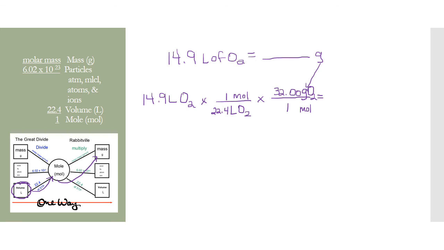So now the math on this is going to be 14.9 times 32, and that equals 476.8. I'm going to divide that by 22.4 times the 1, and I will get 21.29 grams of O2. So 14.9 liters of oxygen in mass would be 21.29 grams. So that's how you do another two-step problem.